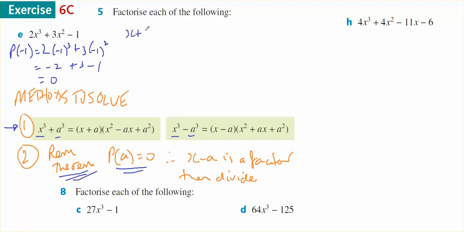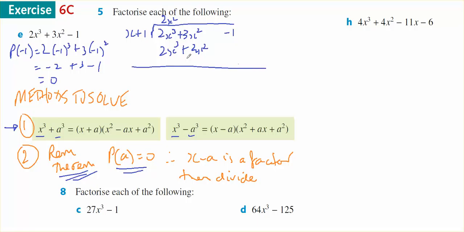Therefore x plus 1 is a factor, and if I divide x plus 1 into 2x cubed plus 3x squared minus 1, I will get a remainder of 0. X goes into that 2x squared times. 2x squared times x is 2x cubed. 2x squared times 1 is plus 2x squared. Minus the second one from the first, that's 0. 3x squared minus 2x squared is x squared minus 1.